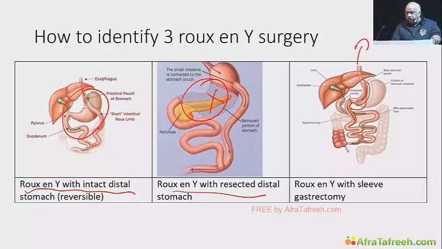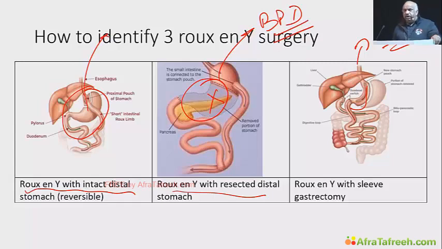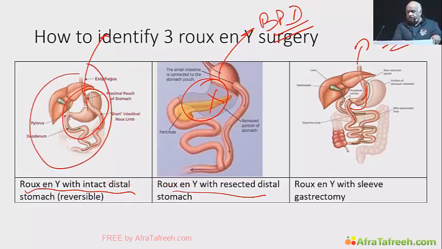This surgery is called duodenal switch, where you have sleeve gastrectomy. This surgery is called biliopancreatic diversion, where you have distal gastrectomy. And this is called Roux-en-Y gastric bypass, which is the very, very important surgery. This is the most accepted surgery among all.